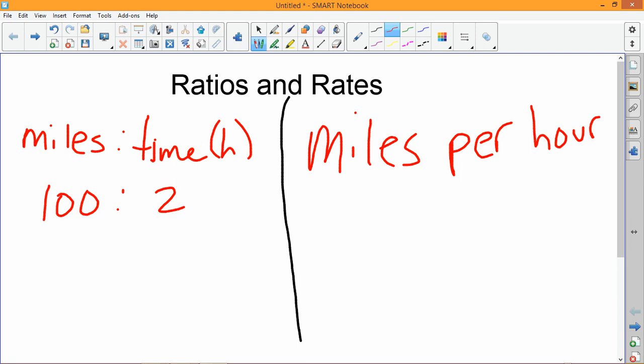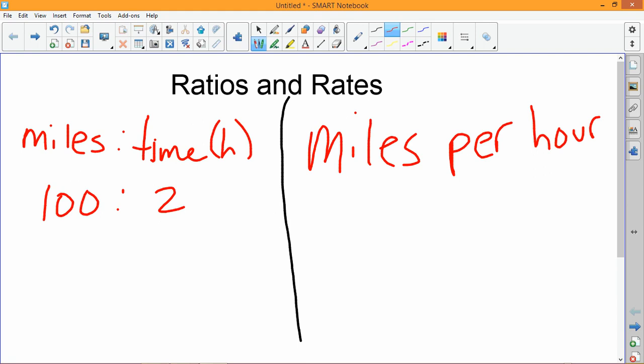And most of the time when we are talking about rates, we will be using the word per. So you should hear miles per hour, meters per second, feet per minute, things like that. Those are all distance and speed, but you could have papers per minute or buckets filled per minute. Non-traditional rates. Miles per hour is a rate that we hear a lot though.